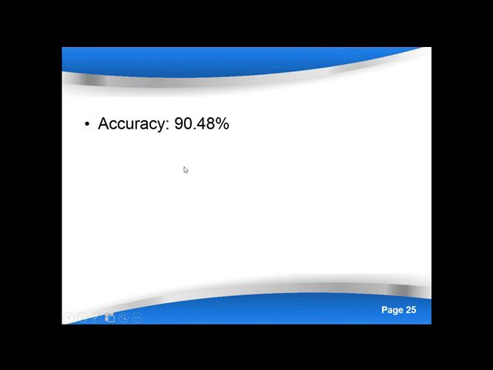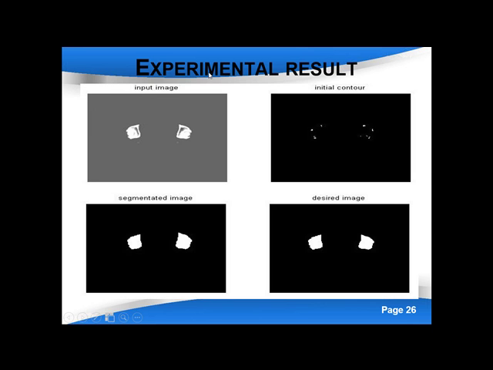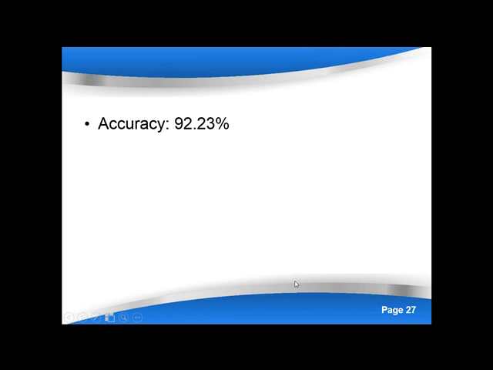The accuracy of our segmentation is 90%. And this is for another image: input image, the initial contour, segmented, and the desired. And the accuracy is 92%.